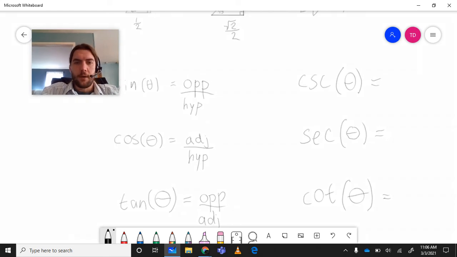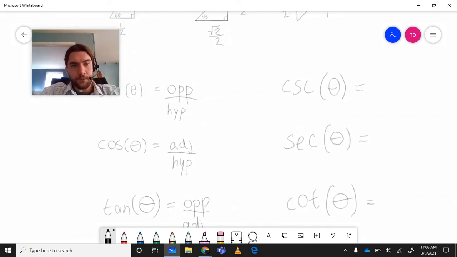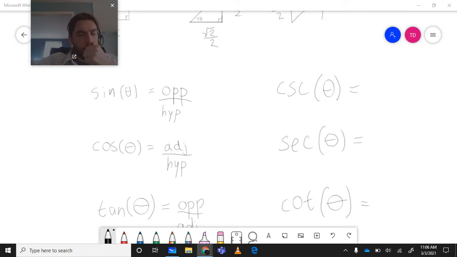Now, what these things all are, as a reminder, once we know which one is associated with which, we just flip the fractions.